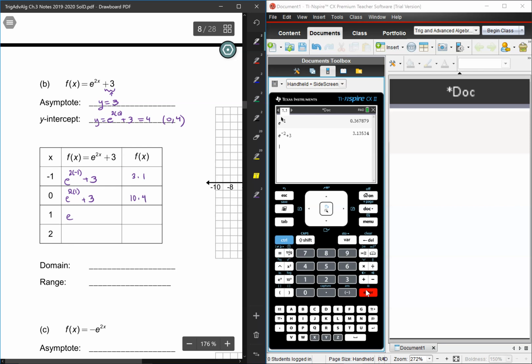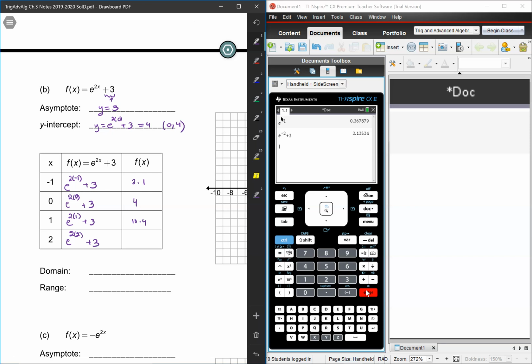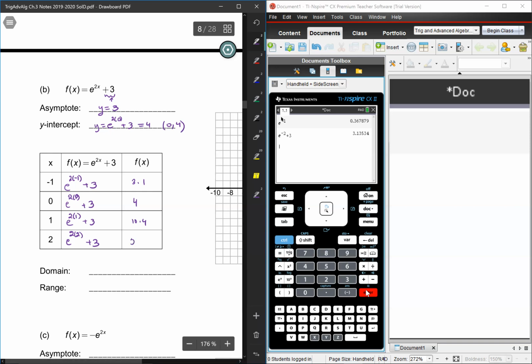And then next I have, oh no, I'm sorry, I did that wrong. That was supposed to be here. E to the 2 times 1 plus 3, that's 10.4. So here I have e to the 2 times 0 plus 3, which is just 4. And finally I have e to the 2 times 2 plus 3, right? That's e to the 4 plus 3. And again, you're just going to put that in your calculator, and you're going to get a whopping 57.6.